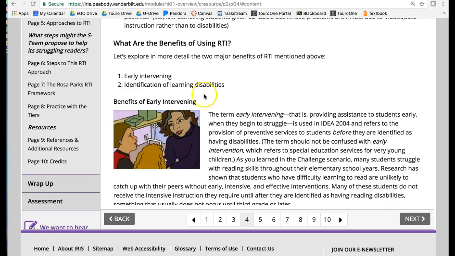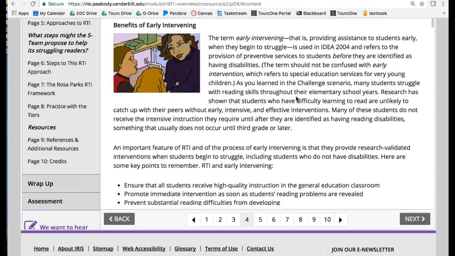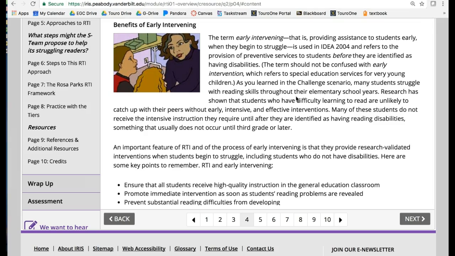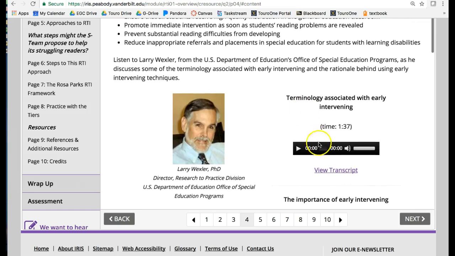So the two big things are, of course, early intervention and identification of learning disabilities. If you'd like to, you can pause at any time and go through and read these. But we're going to listen to Larry Wexler.